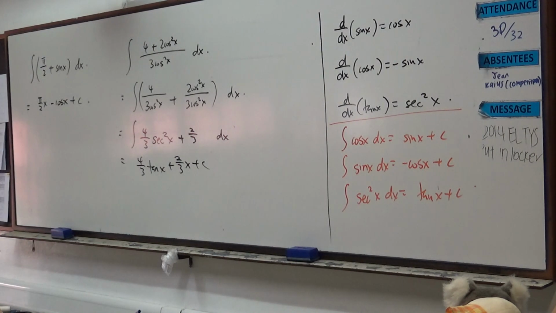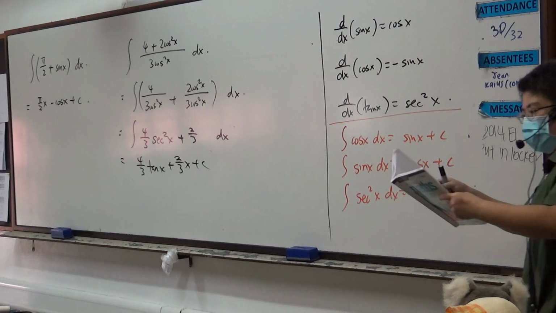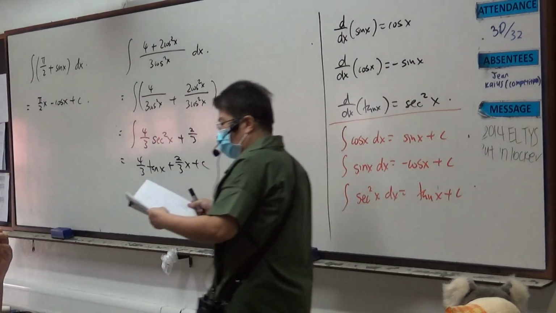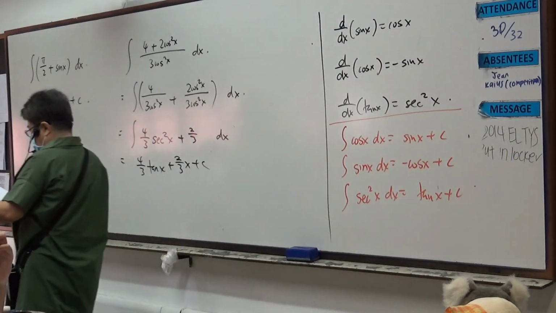Correct now? Yes or no? So you do it slowly, you will not make mistakes. Okay? Now, then, look at the next box that is on page 104.